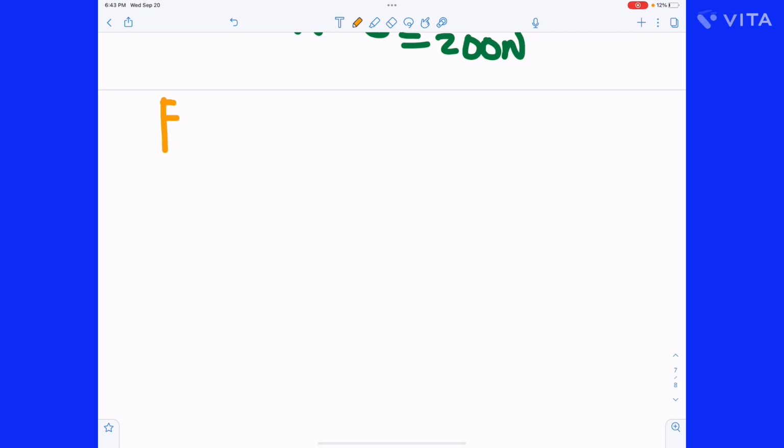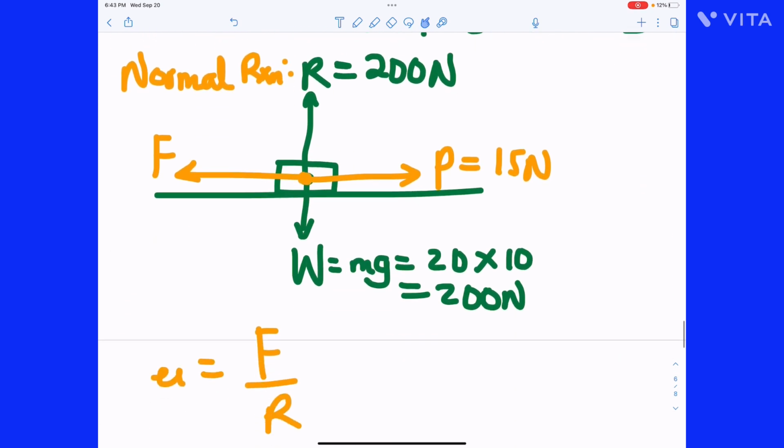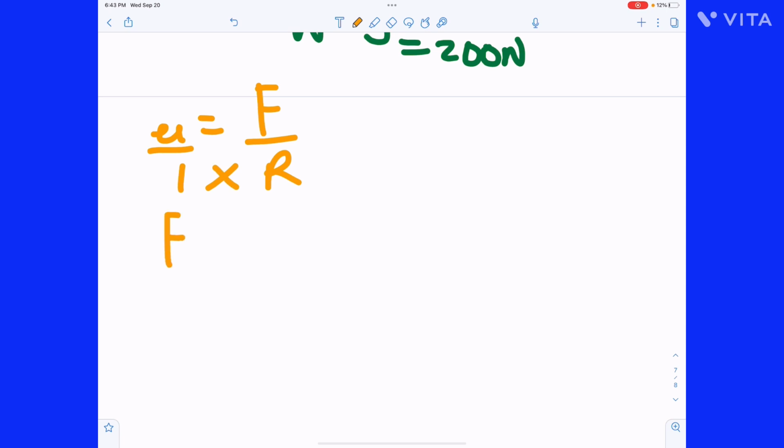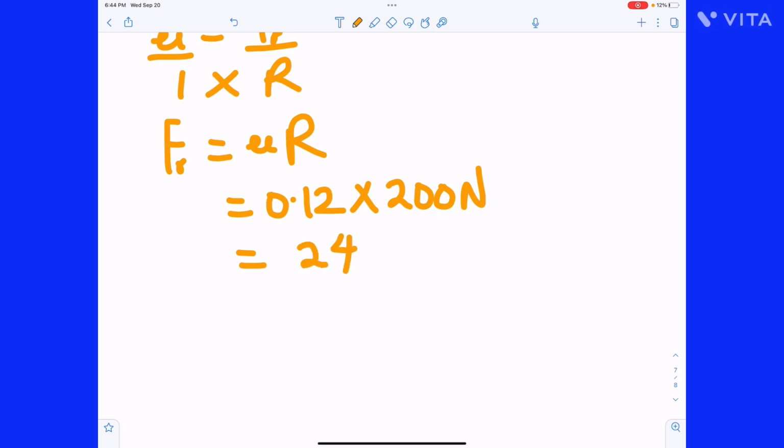So let's go ahead and find our frictional force. How do we find frictional force? We said mu, the coefficient of friction, is equal to frictional force over normal reaction. So cross multiplying, the frictional force between the two surfaces is the coefficient of friction times the normal reaction. We already know our normal reaction as 200 newtons. So the frictional force will be 0.12 times 200 newtons. That's 12 times 2, 24, so 24 newtons. Our frictional force is 24 newtons.